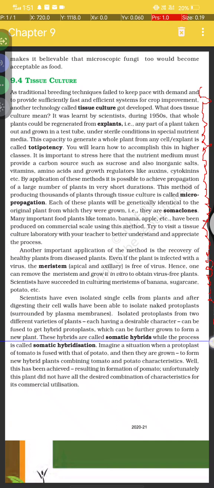The process is called somatic hybridization. Imagine a situation when a protoplast of tomato is fused with that of potato, and the hybrid protoplast grows into a new plant, resulting in the formation of the pomato. Unfortunately, this plant did not have all the desired combinations of characteristics for commercial utilization.